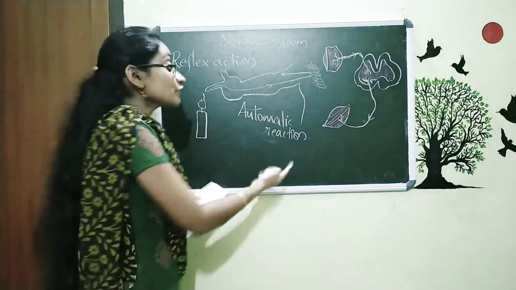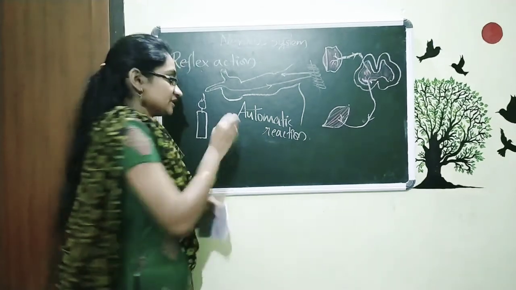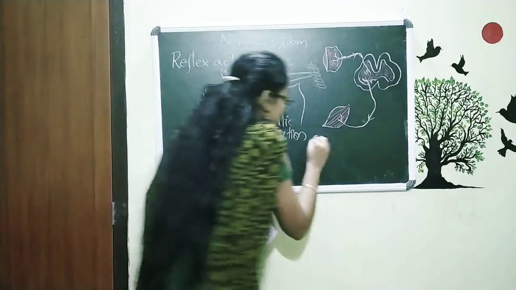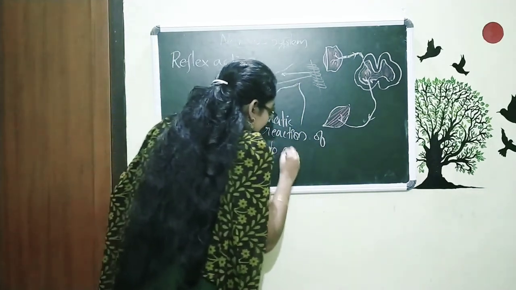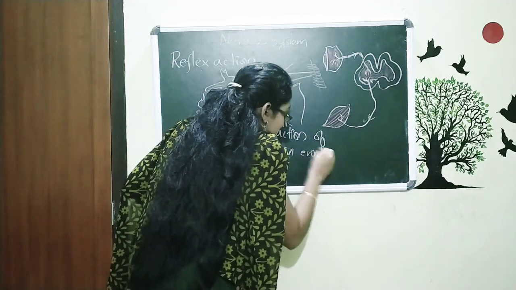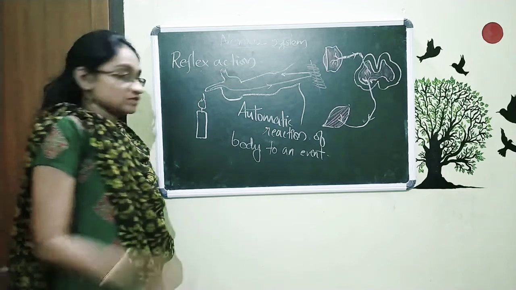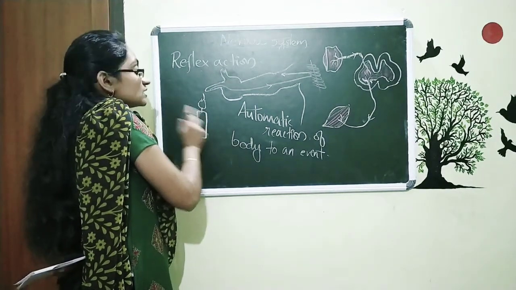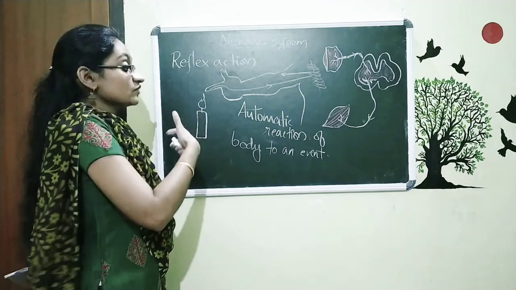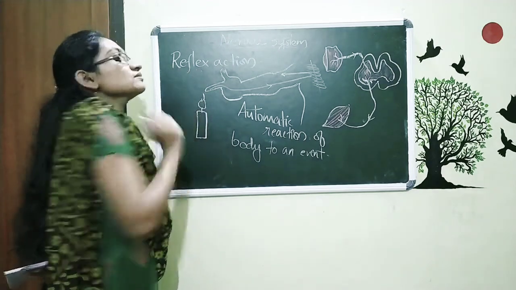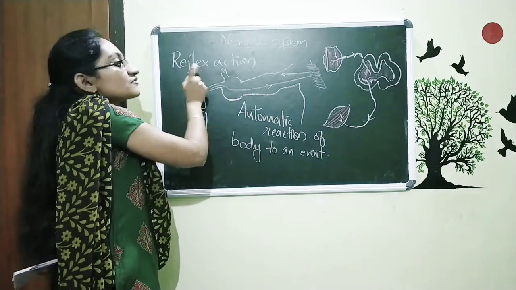Now I am going to define this reflex action. It is an automatic reaction of the body to an event. For example, here the event is what? The fire. We are responding to this fire very fast and automatically, and that reaction is called reflex action.